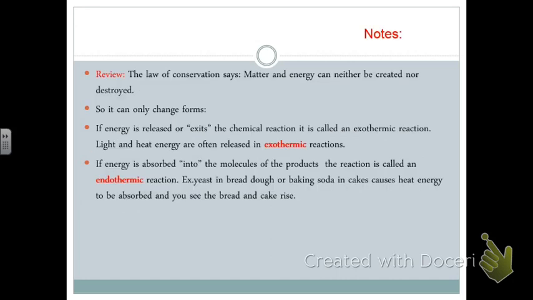All right, so to review, the law of conservation says matter and energy can neither be created nor destroyed. It can only change forms. So form new compounds, or new elements, or released elements, which can be in the solid, gas, or liquid form. And when energy is exiting the reaction, or being absorbed in the reaction, we have some things happening there too. And we'll talk about that in our next lecture.